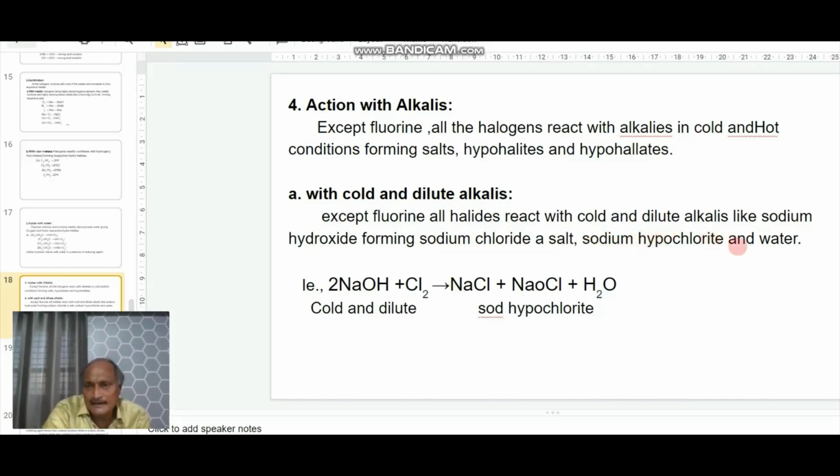hypochlorite and water. For example, 2 moles of sodium hydroxide in cold and dilute condition react with chlorine to form 1 mole of sodium chloride and 1 mole of sodium hypochlorite, that is NaOCl. Under cold and dilute condition, sodium hydroxide forms hypochlorite, whereas in the hot condition sodium hydroxide forms hypochlorate.